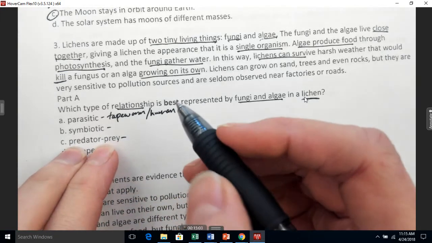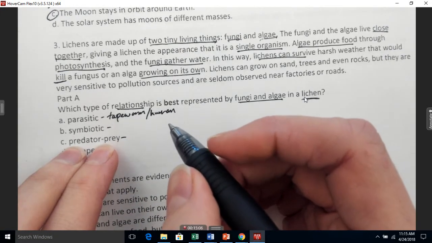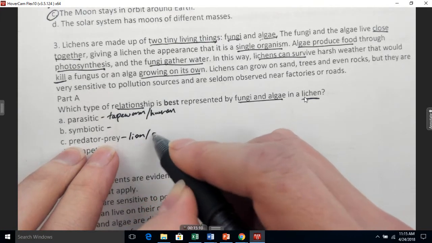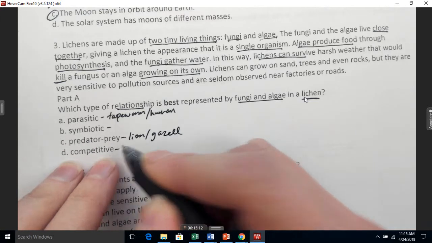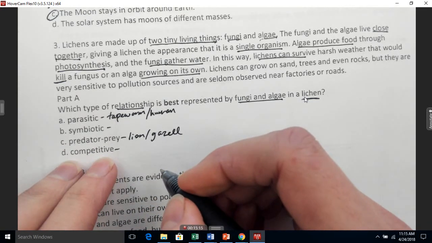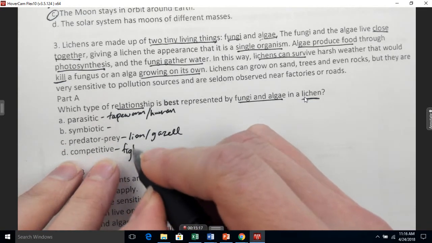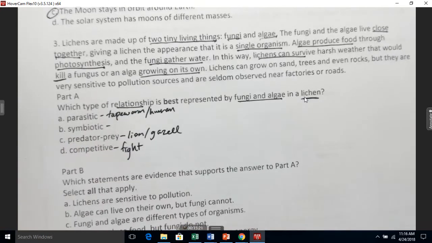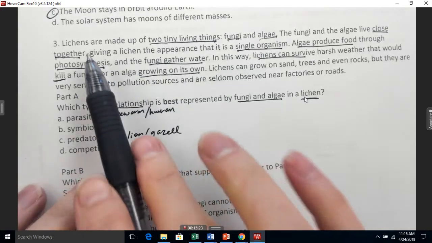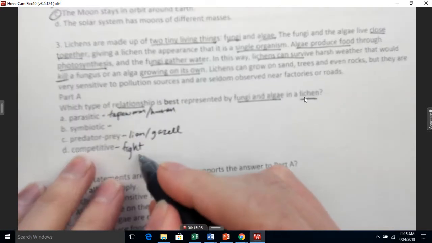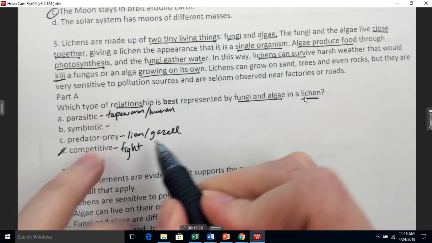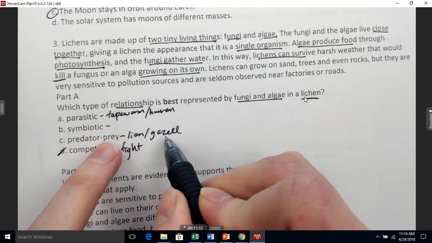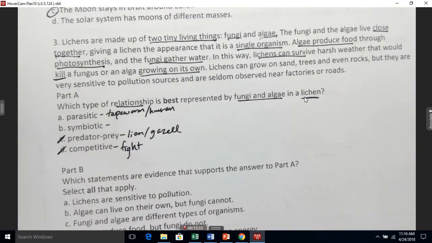What's predator-prey? Where a cheetah eats a gazelle, a lion and a gazelle. What's competitive? They're trying to get something. Fight. That you need to know. Competitive is fight. Okay, so we need two that are not right. Are the fungus and the algae fighting? No. Is one the predator and one the prey, like a lion and a gazelle? No. So it's not C or D.